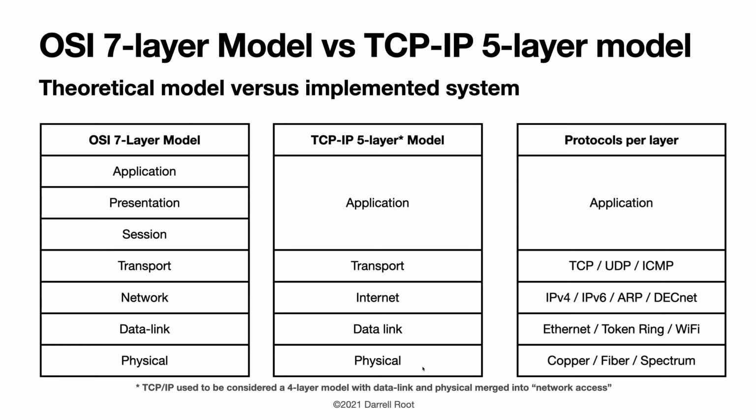TCP/IP used to be called a 4-layer model when the data link and the physical layer were merged into one, which was called network access. So you might find references of the TCP/IP 4-layer model, in which case it would be network access, internet, transport, and application. And one key difference of TCP/IP versus OSI is that TCP/IP, the 5-layer model, is actually implemented. And we're going to learn about those protocols and use that implementation in this class.